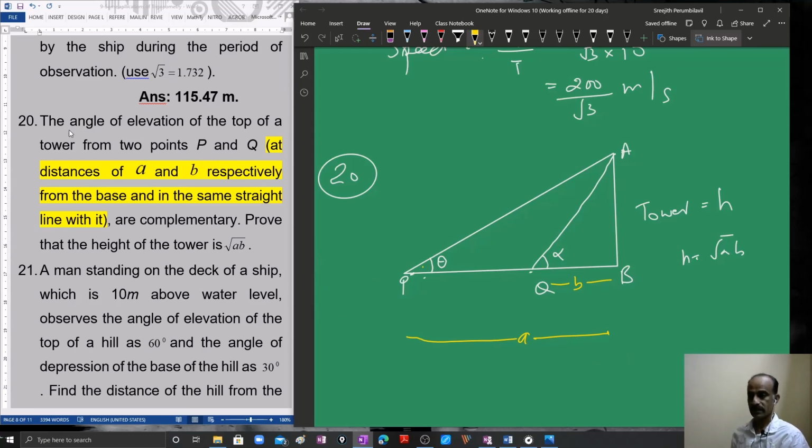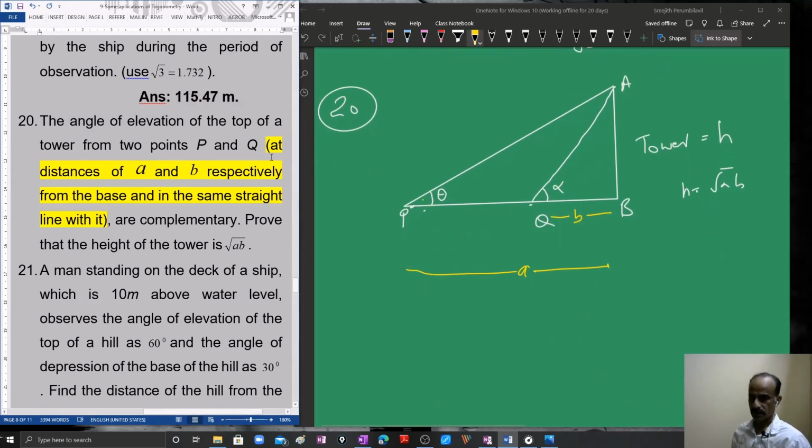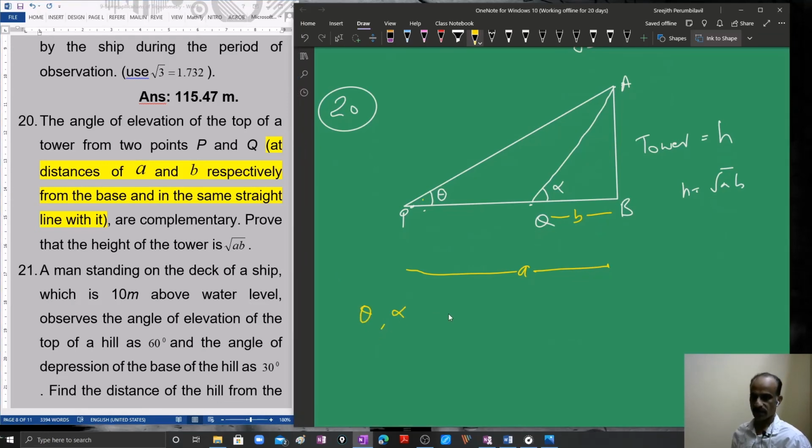Now coming back to the question, reading that the angle of elevation of the top of a tower from 2 points P and Q are complementary. The angles of elevation are complementary, nothing else. So the angles are complementary. That means theta, alpha are complementary. What does that imply? It implies that theta plus alpha is equal to 90 degrees, or alpha is equal to 90 minus theta. So this is the concept.